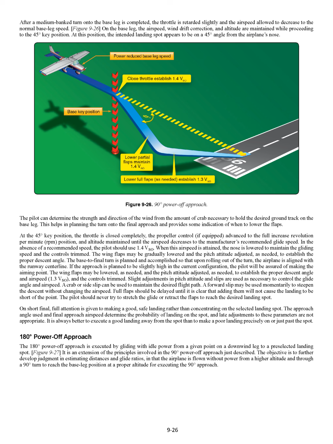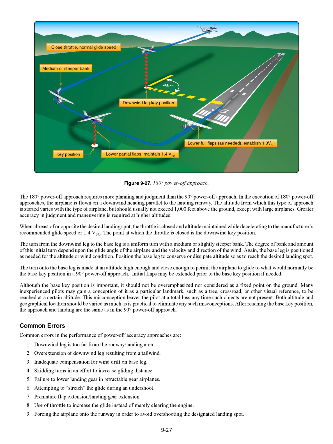180 degrees power off approach. The 180 degrees power off approach is executed by gliding with idle power from a given point on a downwind leg to a preselected landing spot. It is an extension of the principles involved in the 90 degrees power off approach just described. The objective is to further develop judgment in estimating distances and glide ratios, in that the airplane is flown without power from a higher altitude and through a 90 degrees turn to reach the base leg position at a proper altitude for executing the 90 degrees approach. The 180 degrees power off approach requires more planning and judgment than the 90 degrees power off approach.